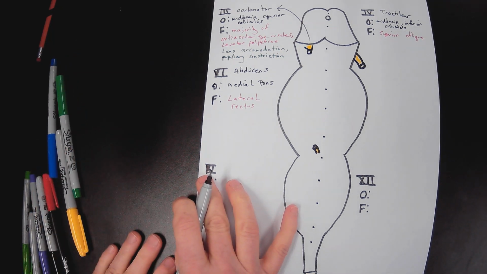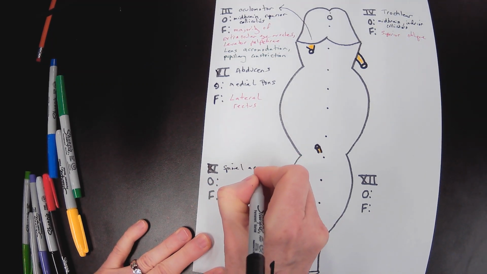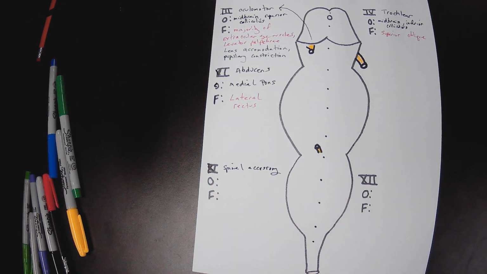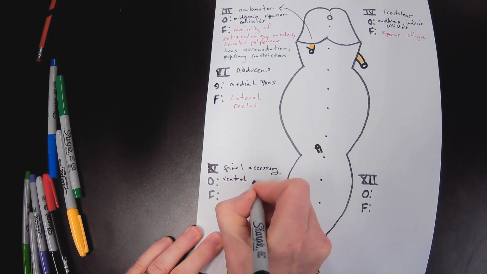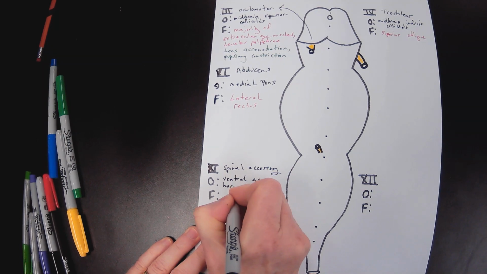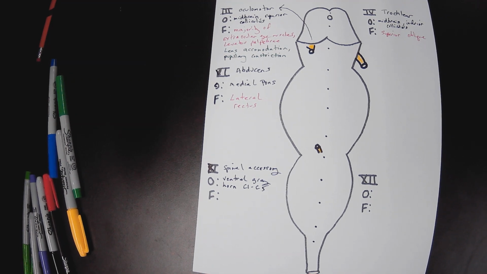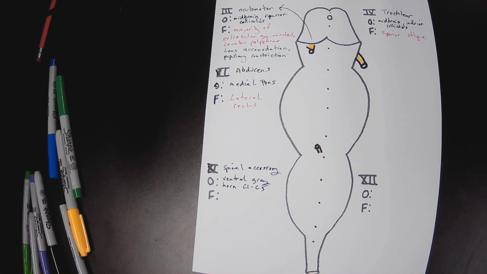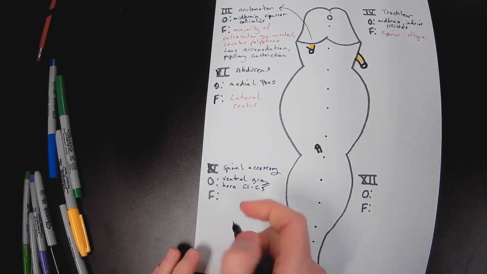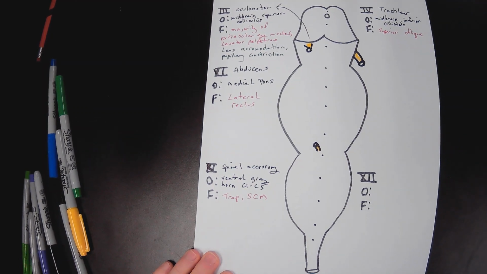Back down to cranial nerve number 11. Again, this one is going to be your spinal accessory. And where does it originate? Yeah, ventral gray horn of C1 through C5. Great. What does the spinal accessory innervate? You guys should know that. Yep. Trap. And what else? SCM. Perfect. Trap. Sternocleidomastoid. SCM.